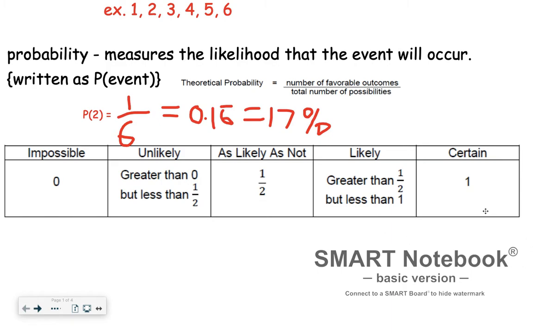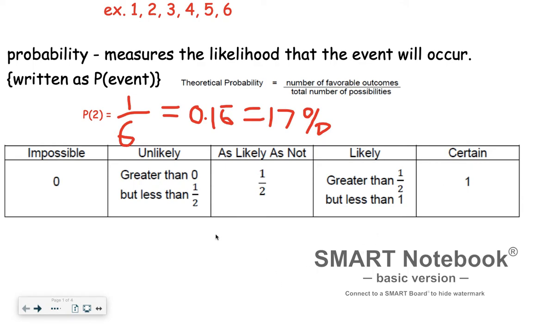And if it's definitely going to happen, that means your probability will be equal to 1. So remember, for a fraction to equal 1, you have the same number on the numerator and denominator. Then we call that certain. It's definitely going to happen.